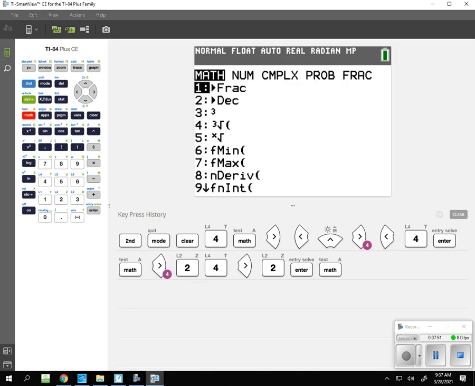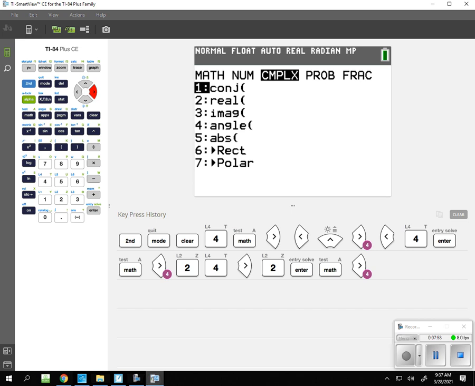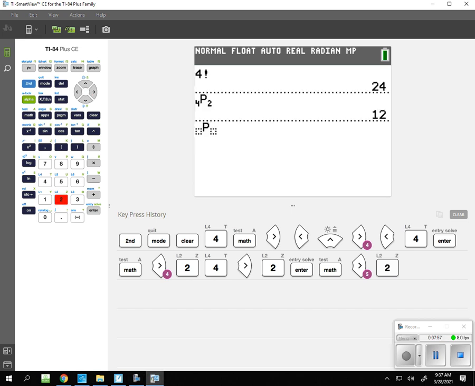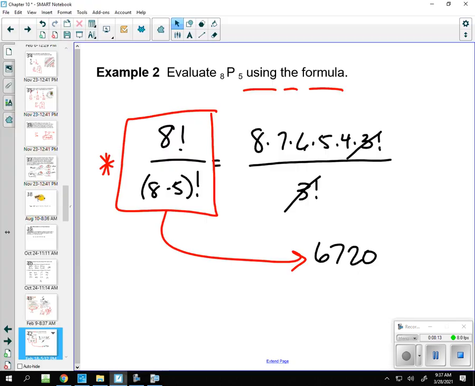I'm going to go math, probability, and I'm choosing a permutation. So I want 8 and 5 spots. That means it's like saying I have 8 letters, and I want to arrange them using only 5 of the letters. How many different ways can I arrange those 5 letters? And it's 6,720 ways.